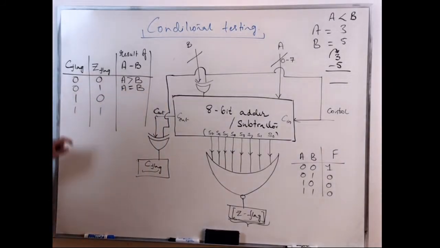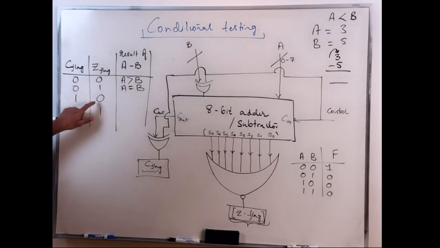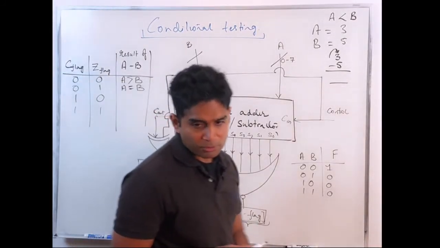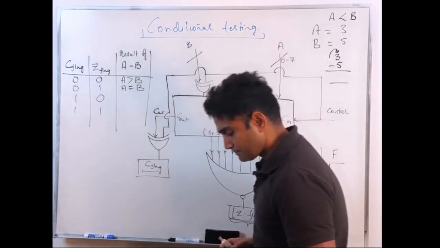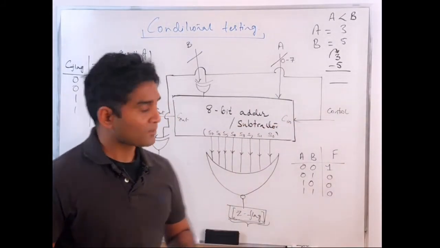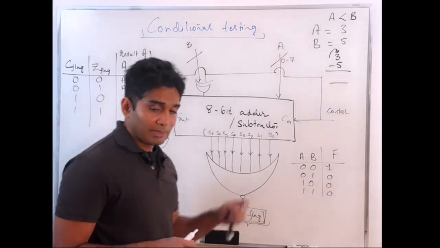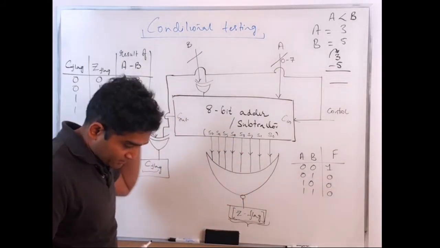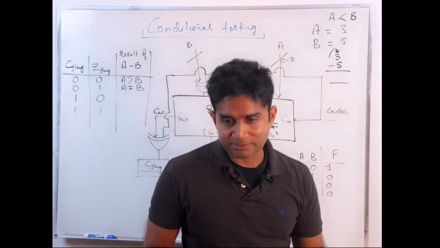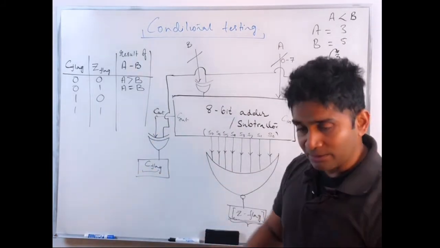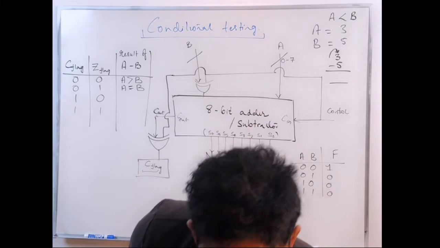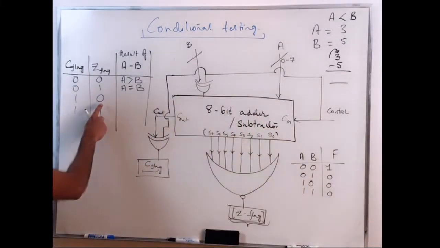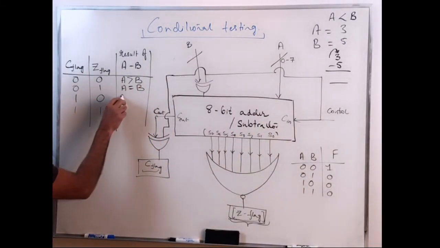Alright, my C flag is 1 and Z flag is 0. What can you say about the relative magnitudes between A and B? C flag is 1, that means again since I'm doing the subtraction operation, my C flag 1 indicates that I'm borrowing from an imaginary borrow, right? So that indicates A is less than B. My Z flag is 0, that means A is not equal to B, so A is less than B.